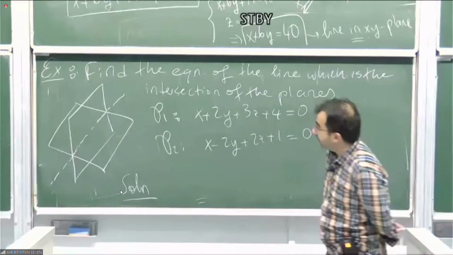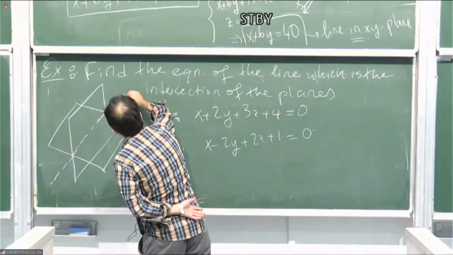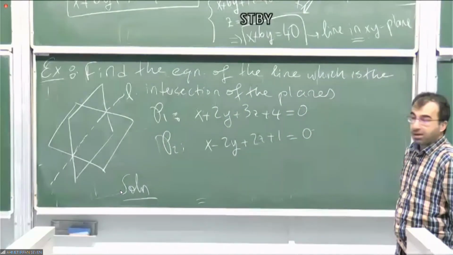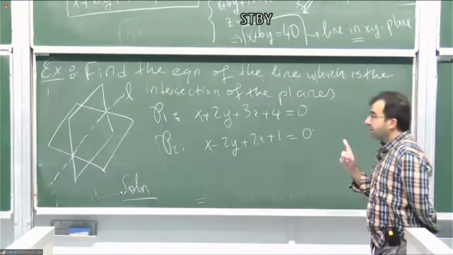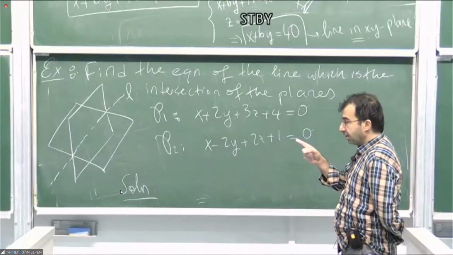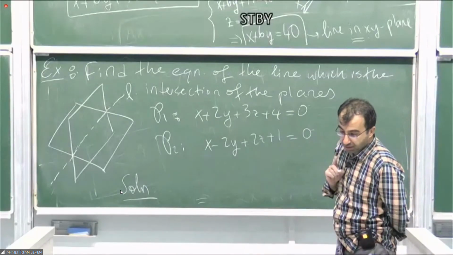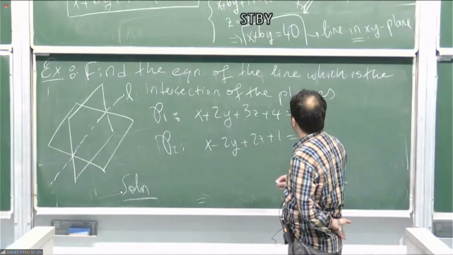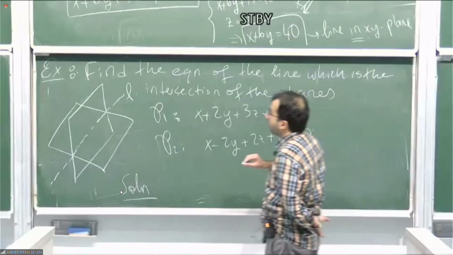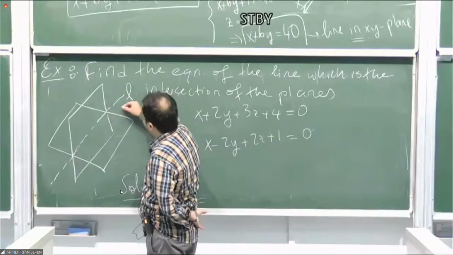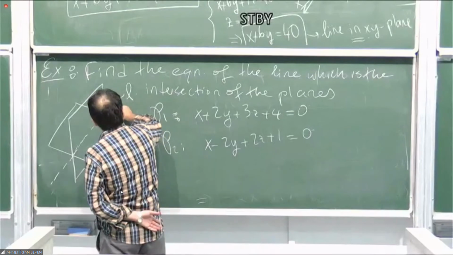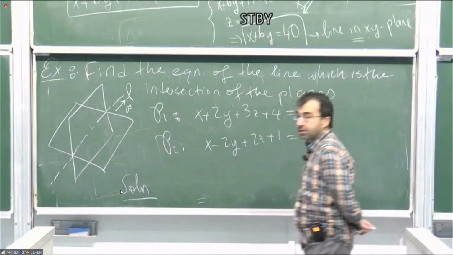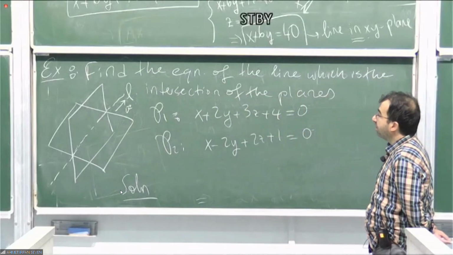Well, what do we need for the intersection? Let's denote this intersection by L. To write the equation of this line, we need two things: a point on the line and a direction vector. So let's first find the direction vector. How can I find it? By definition, a direction vector is a vector parallel to the line. So how can I find such a vector V?